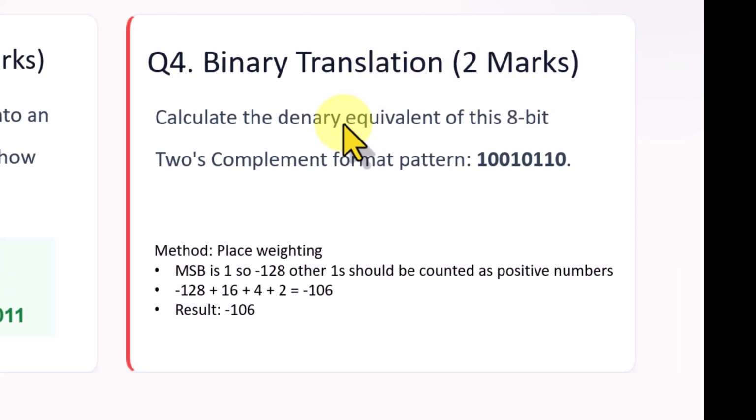And binary translation. Calculate the denary equivalent of this 8-bit 2's complement pattern. So again, change it to denary. Here, if it is 2's complement, the most significant bit is negative 128. This is 1, so that will be just negative 128. Then the rest of them: 2, 4 and 16. So we will have negative 128 plus 16 plus 4 plus 2, that will be negative 106. So that is our result.